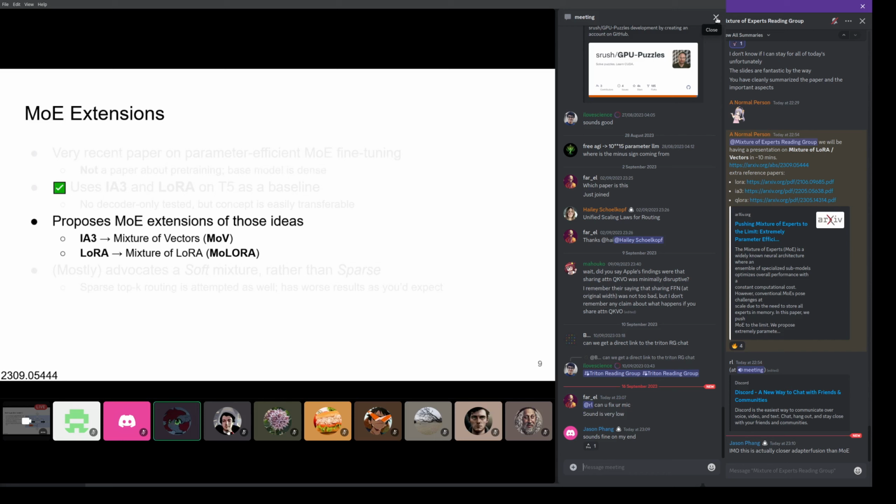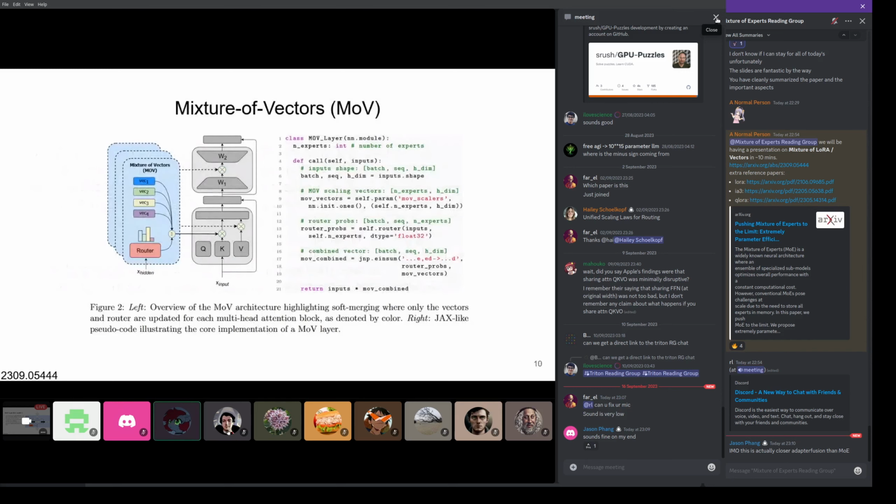If everyone understands IA3, LoRA, and mixture of experts, then we can jump into what exactly mixture of vectors is. The diagram for MoV over here looks a little bit complex, but the code for it is just four very simple lines. We are going to go over each of the lines to describe what the MoV layer does.